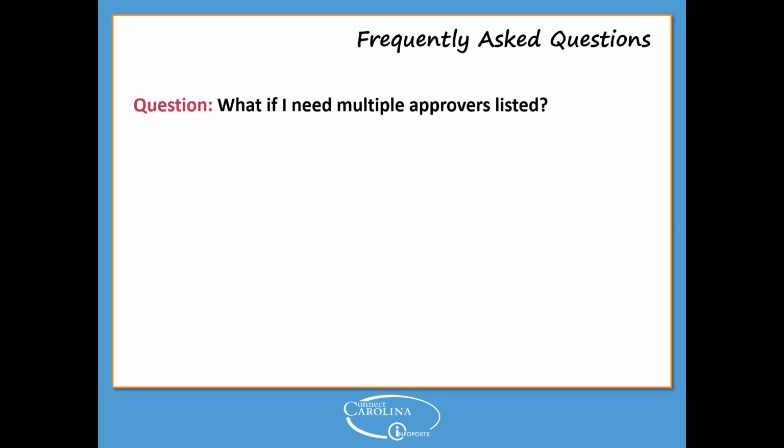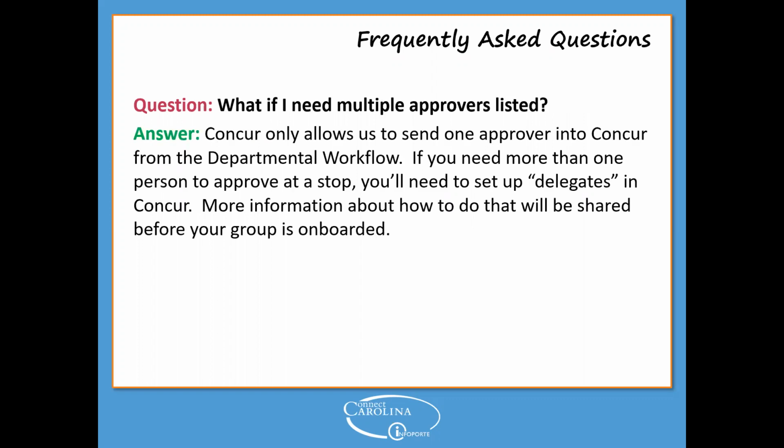And what if I need multiple approvers? So as I mentioned, Concur only allows us to send one approver into Concur from the Departmental Workflow, and if you need more than one person to approve at a stop, which we recommend that you do, if you have one approver listed and they're in the Bahamas when we're allowed to travel again, then nobody's travel is getting approved while that person's traveling. Or if somebody's sick, we need to have more than one person, but you'll be able to go in and set up delegates to do that, and we're going to share all that information on how to do that before your group is onboarded.